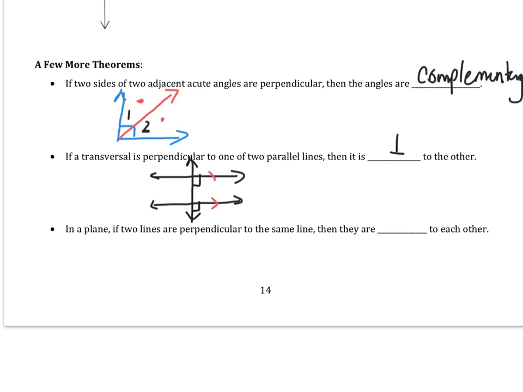All right, the 5th one. In a plane, if two lines are perpendicular to the same line, okay, so this line is perpendicular to this line. This line is perpendicular to the same line. So if two lines are perpendicular to the same line, what's true about these two lines? Well, they are going to be parallel. And the reason is, if corresponding angles are congruent, the lines are parallel.